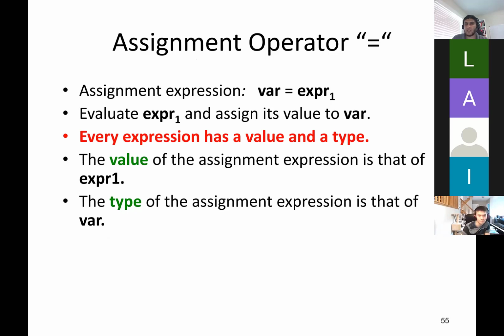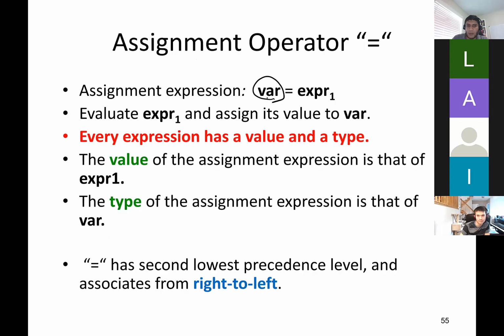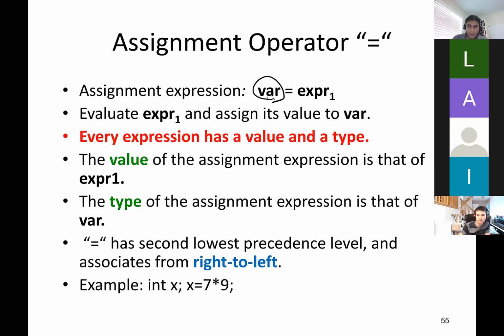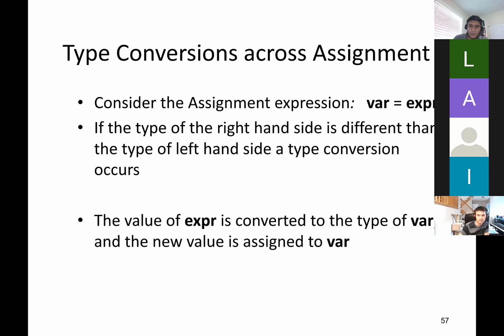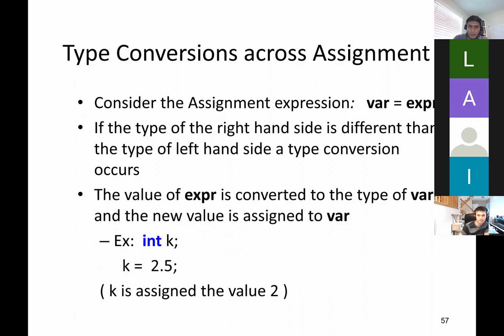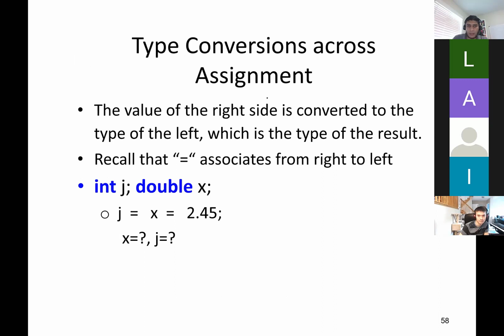Good. Every expression has a value. This is what we already discussed. And the value of the assignment is what is in the expression, and the type of the whole thing is, at the end, the type of the variable you assign to. We have already covered this. Okay. Type conversions we have discussed. Another example here is int k, which will give you a 2 because at the end k is int, so it truncates, right? Something like this.